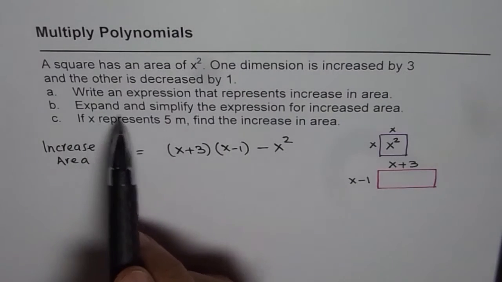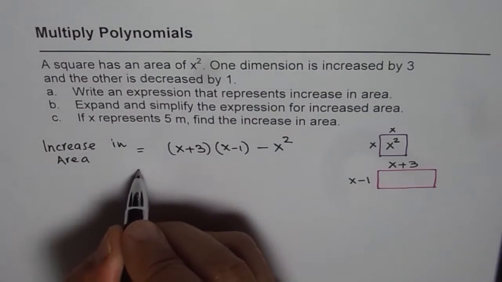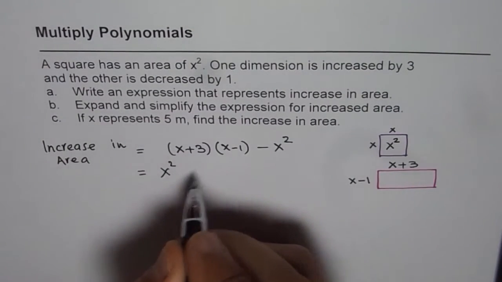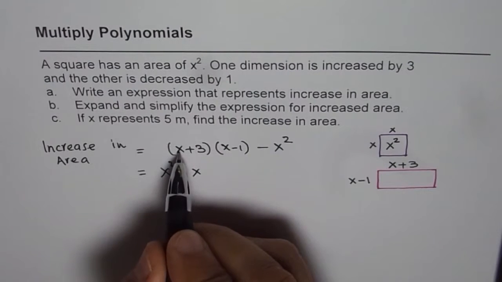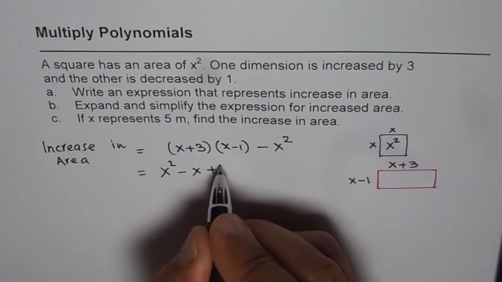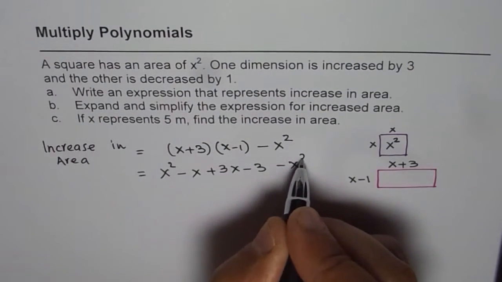Now we need to expand and simplify the expression for increased area. So let's expand and simplify it. So x times x gives us x squared minus x. So we're multiplying x minus 1 with x and then by 3. With 3 it becomes 3x minus 3. We have minus x squared.